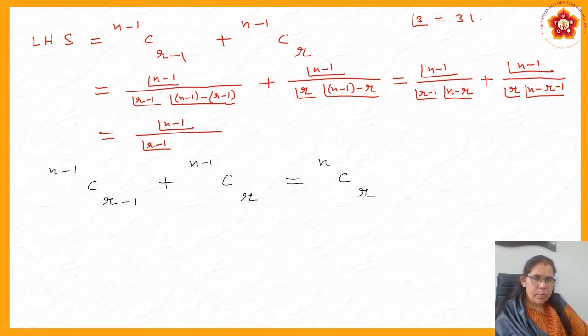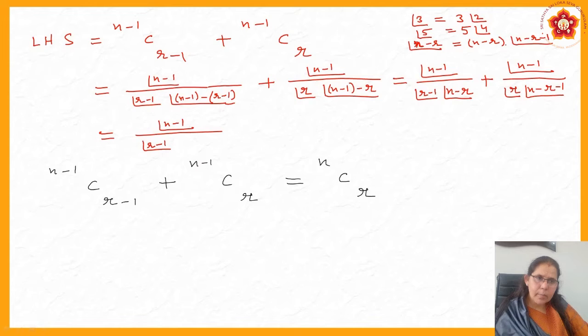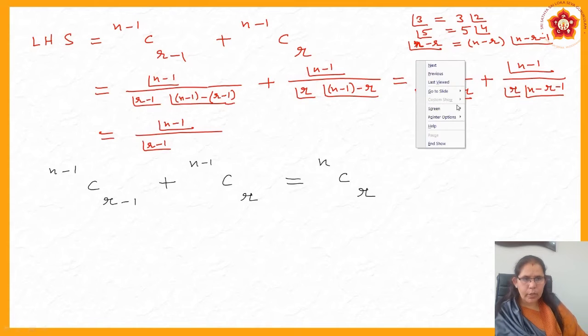Now suppose it is factorial 3. Can factorial 3 be written as 3 into factorial 2? Yes, it can be written as, because factorial 2 is 2 into 1 and multiplied by 3, that will give factorial 3. Same way, factorial 5 can be written as 5 into factorial 4. So same thing we are going to apply here for factorial n minus r. If I write down factorial n minus r, so this will be n minus r into factorial n minus r minus 1, 1 less than that. So that is what we are going to do.